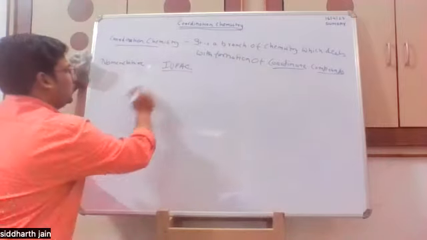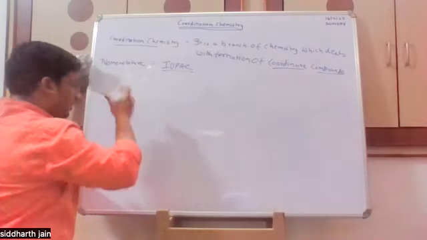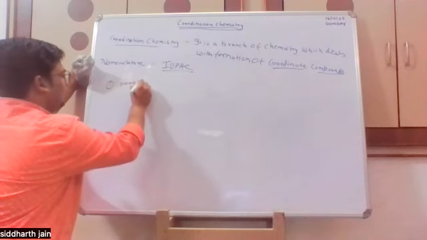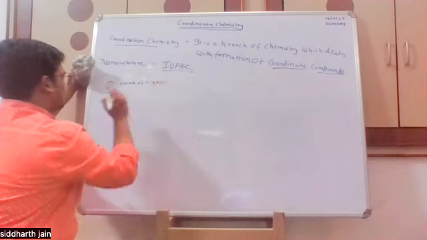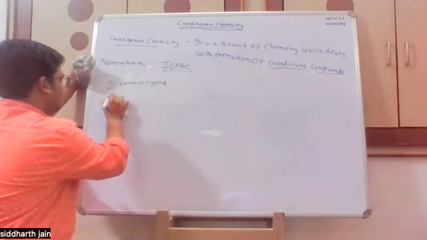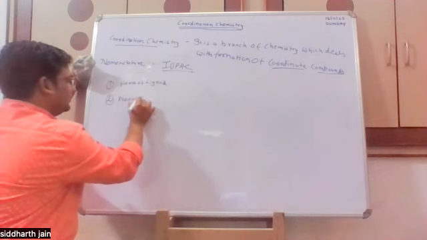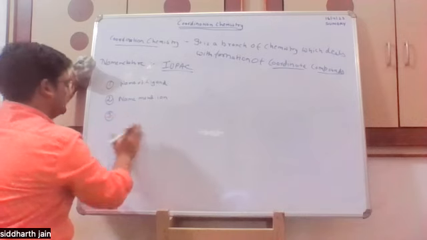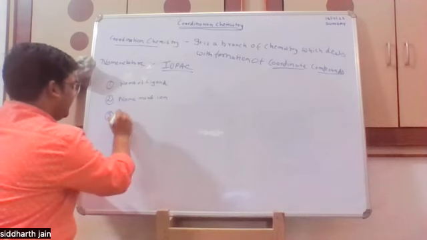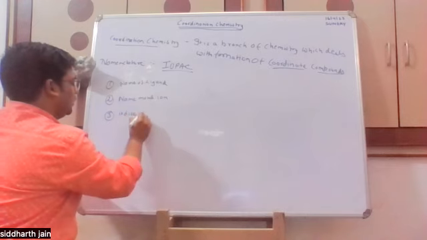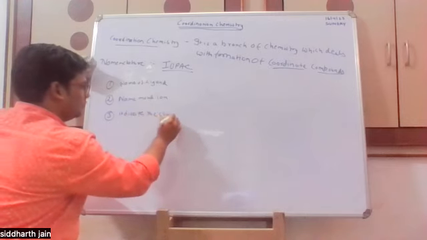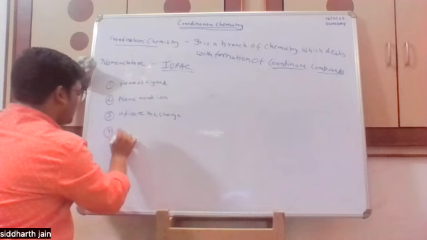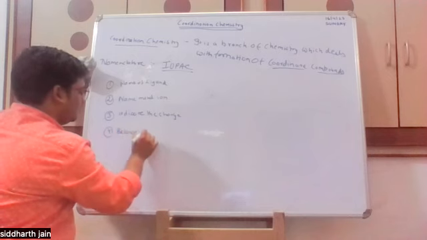So IUPAC gave us some rules. The rules are, first, the name of the ligand. Second, we should name the metal ion. Third, indicate the charge. And the fourth thing is to balance the coordination sphere.